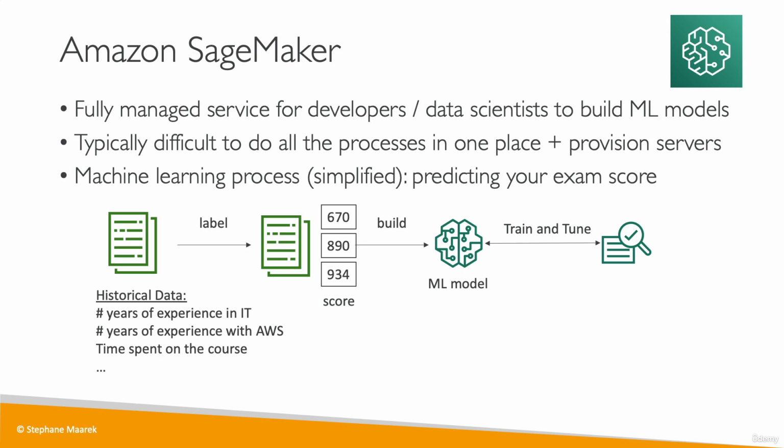Okay, so now SageMaker will help you with the labeling, the building, the training, and the tuning, but not only that. Now we have a machine learning model that is created and fully working. So now I need to use it. This is called deploying a machine learning model.